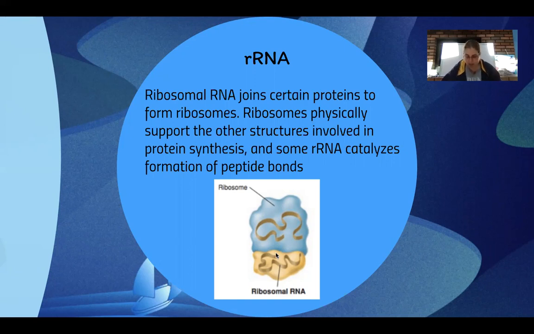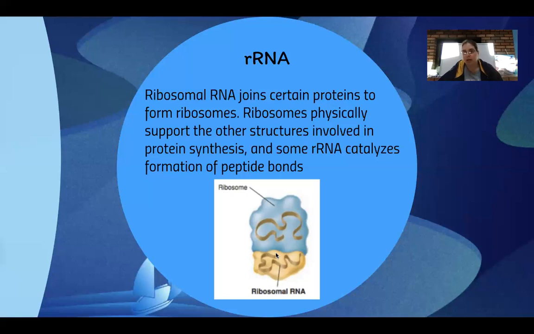So ribosomal RNA joins with other proteins in order to become the ribosome. The ribosome is a small organelle that will allow the different RNAs like mRNA and tRNA to come together in order to allow for translation to occur. And then some rRNAs, or ribosomal RNAs, will also help catalyze the formation of peptide bonds. What that means is, as the amino acids line up, it's going to help them to actually bond, to form a bond between them.